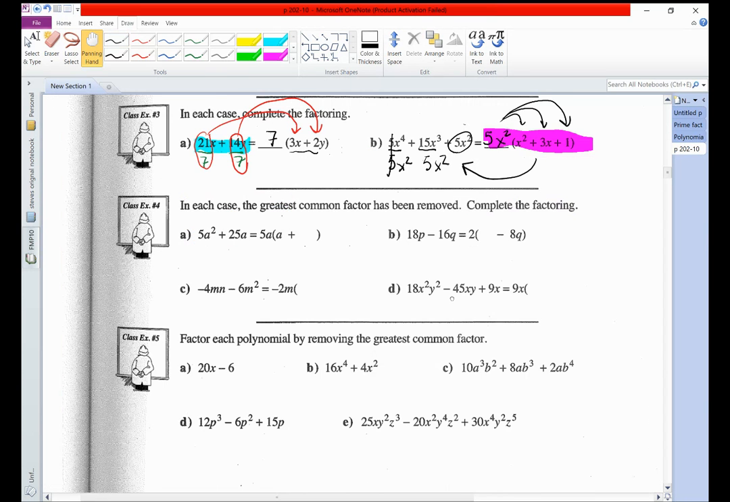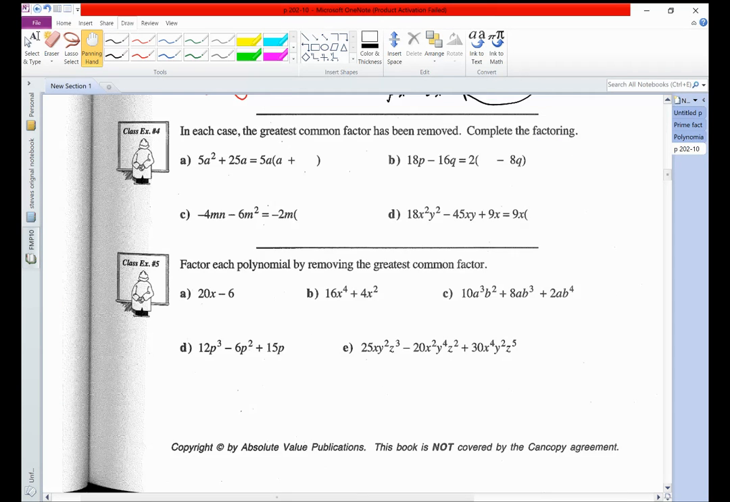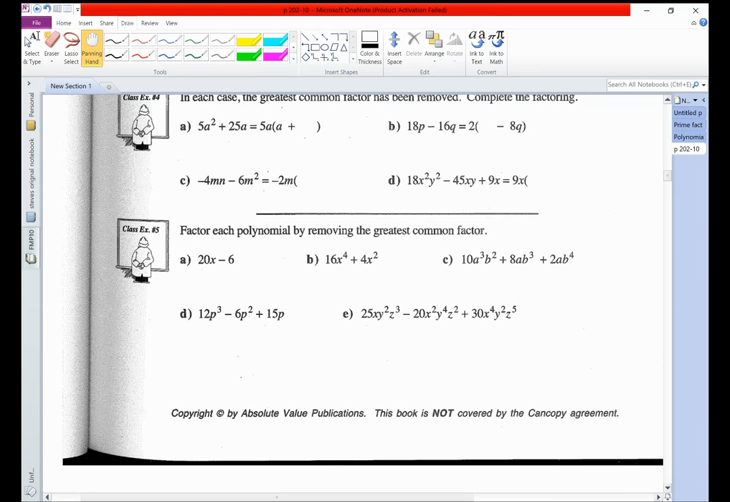I am going to just go down here and do some examples. I think it'll be a lot easier for you to understand. So we're going to factor each of these polynomials by removing the greatest common factor. So we have 20x minus 6. What's the biggest number that we can divide out of both of those terms? We can divide 2 out of both of them, and I think that's the biggest number.